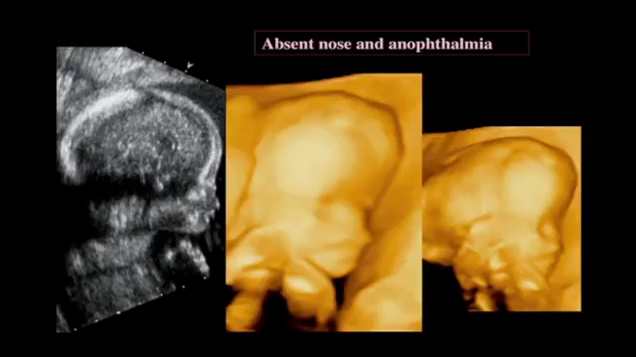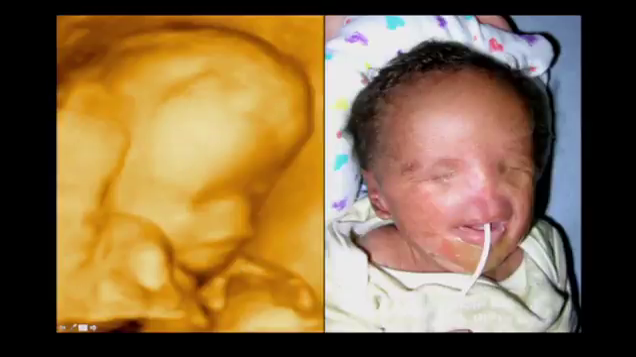Now, here's a fetus that had no nose and no eyes. And you can see by the profile here how severely malformed this face was. And on the 3D, there are no orbits. This is anophthalmia and no nose at all. And you can see how this fetus looked after birth.